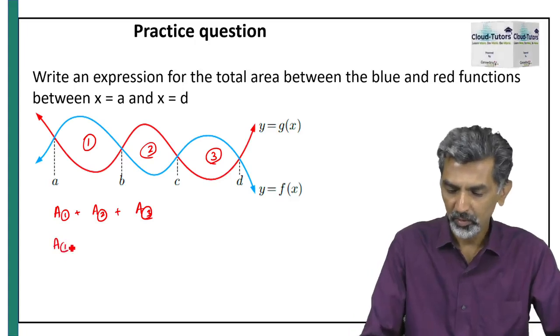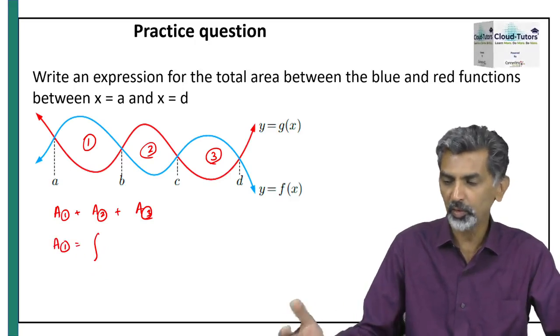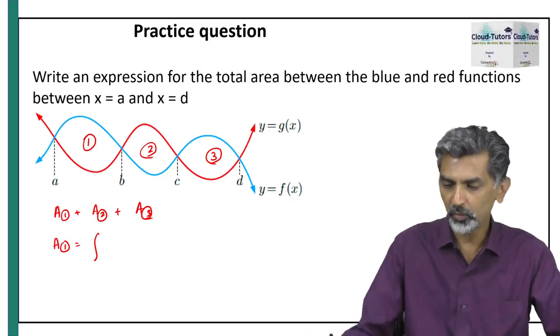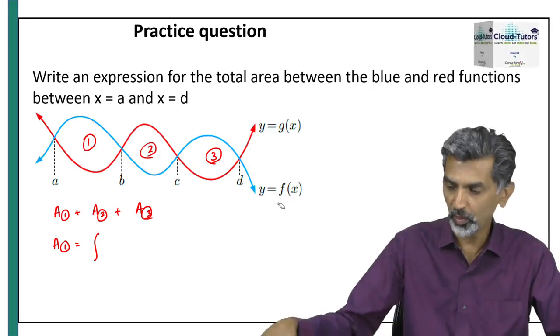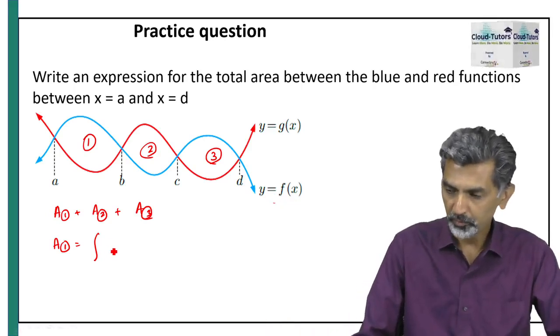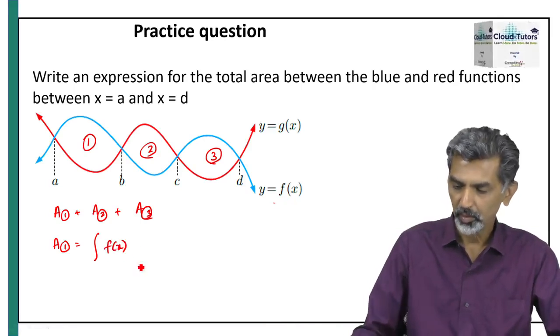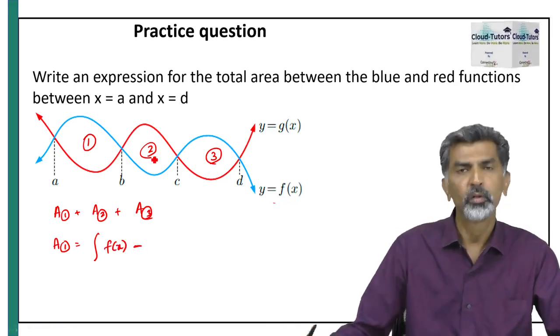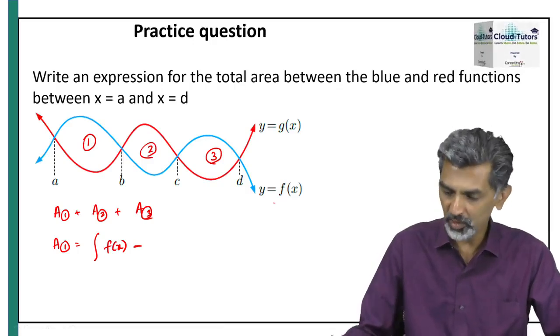Now, for the area that is marked 1, the upper curve is the blue curve, and the blue curve here is y is equal to f of x, the blue function, minus the lower function in region 1, which is the red curve, g of x.